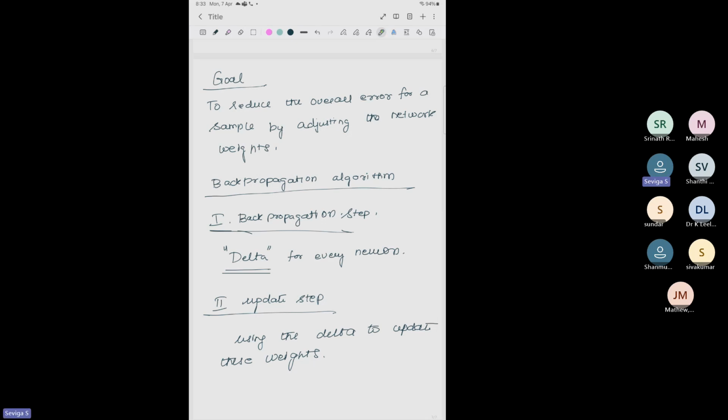Is it clear? Yes, ma'am. So the final step is to update every individual weight so that it takes only the new value. After the calculation, we have to update the weights of the neuron so that it will take only the new value. And then we will again compute the weights.